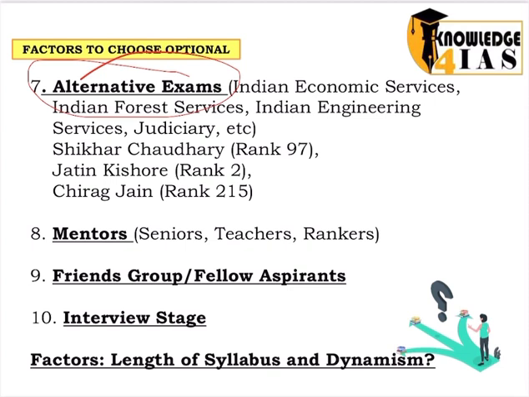Take the example of Shikhar Chaudhary. Shikhar Chaudhary has cracked IFS, Indian Forest Service, and Indian Civil Services both at the same time. Same is the case with Chirag Jain. So these people have cracked 2 papers at the same time. And how could they crack 2 papers at the same time? Because their optional paper was the same in the other exam and in UPSC.